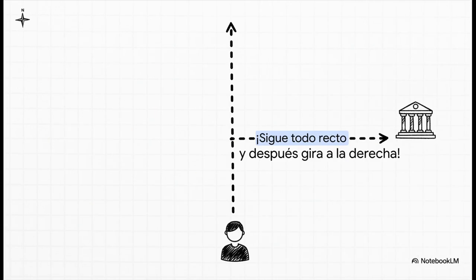So here's what that looks like. Imagine someone asks you how to get to the museum. You can now say with total confidence, sigue todo recto y después gira a la derecha. Go straight ahead and then turn right. Bam! You've just given perfect, clear directions.